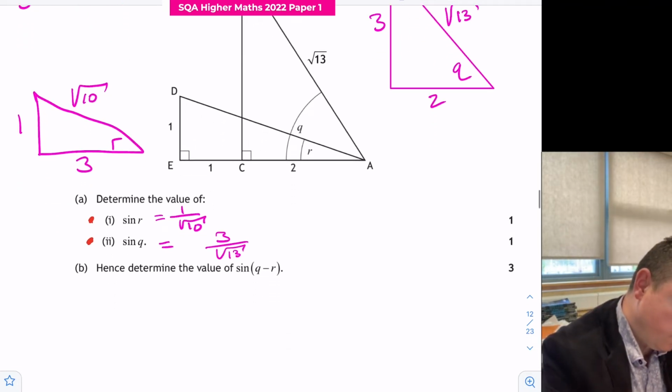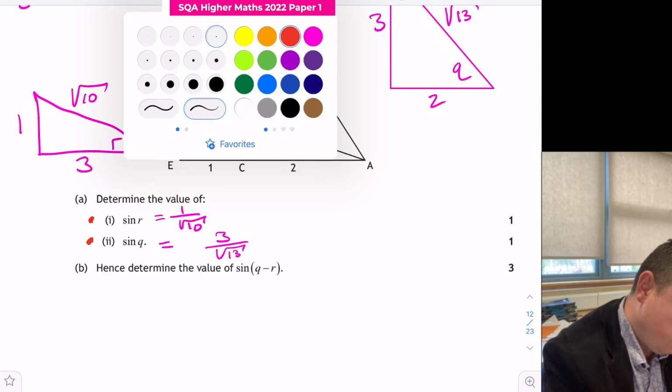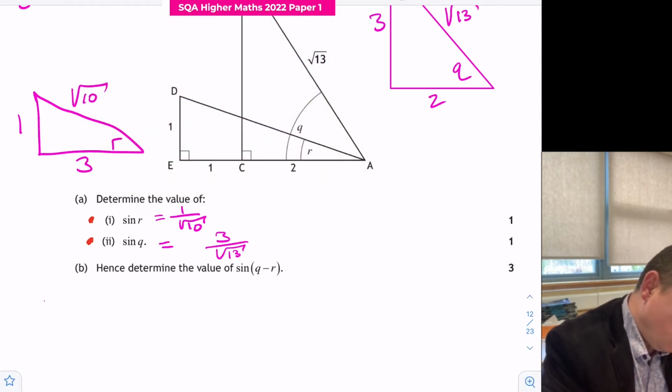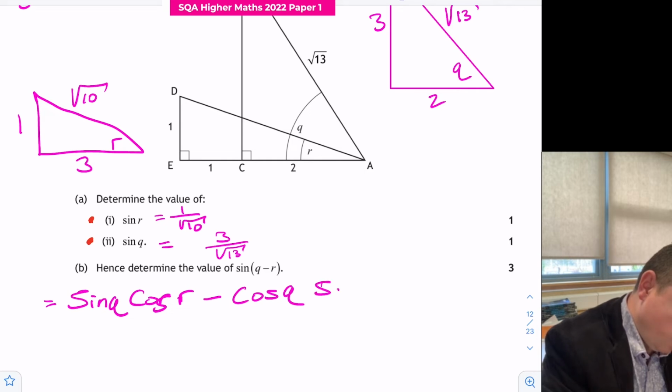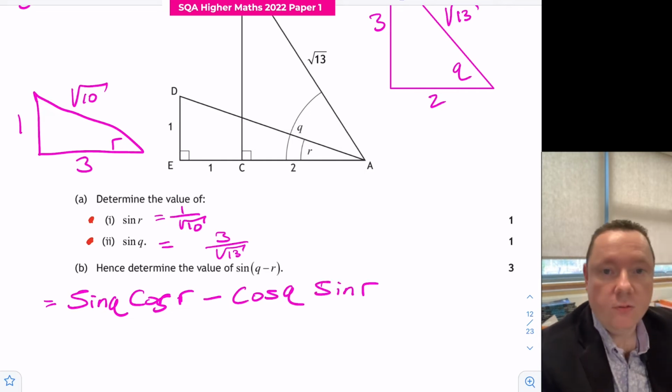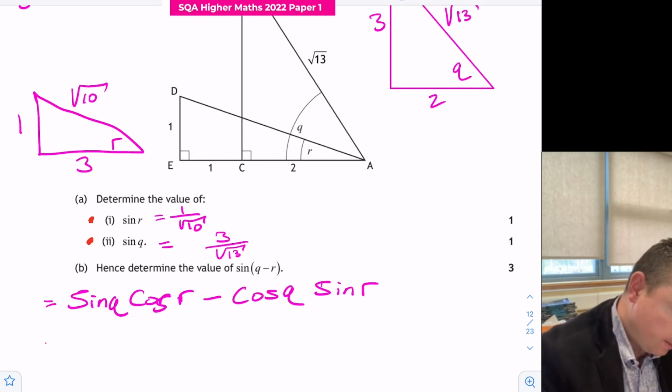Okay, here's determine the value of sin(Q minus R). Sin(Q minus R) equals sin Q cos R minus cos Q sin R. From the start of the exam paper, you'll get that formula. So we need to work out our different values.